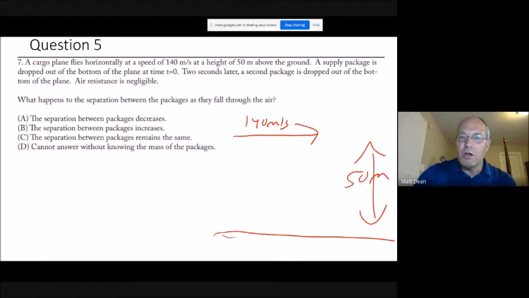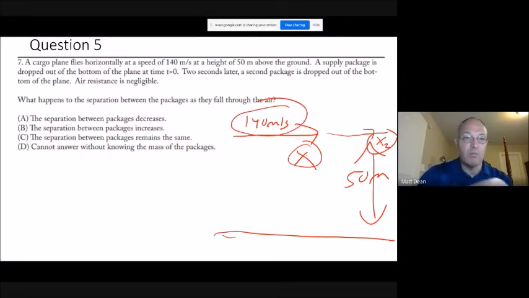So over here, package is dropped. We'll draw it as an X. And then 2 seconds later, when the plane's over here, he drops a second package. Now, the horizontal distance between them isn't going to change because horizontally, they're both traveling at the horizontal speed of the plane. Both of these boxes will travel horizontally at this speed, assuming that we ignore air resistance.